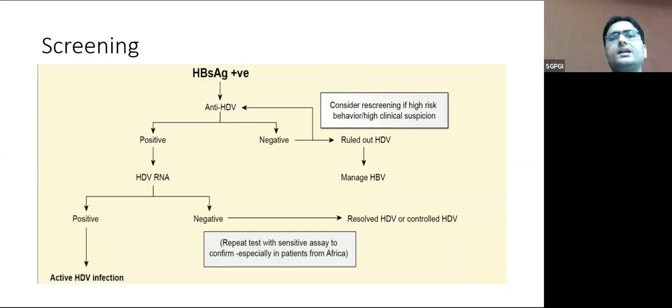If HDV RNA levels are negative, then, like when HCV RNA is negative, we need not do anything. Same is the case here. If HDV RNA is negative, that means the HDV infection has either resolved or is controlled. So there is no need for any treatment. You can follow up such a patient, but no need for treatment. However, if HDV RNA comes out to be positive, then it means the patient has active HDV infection.